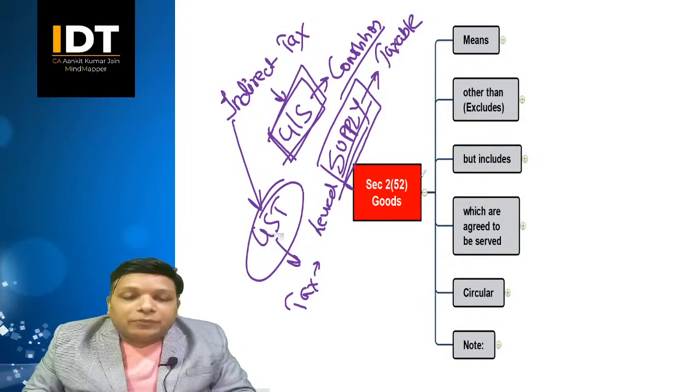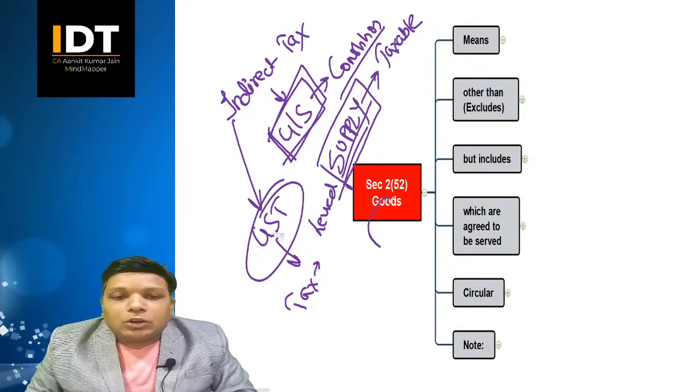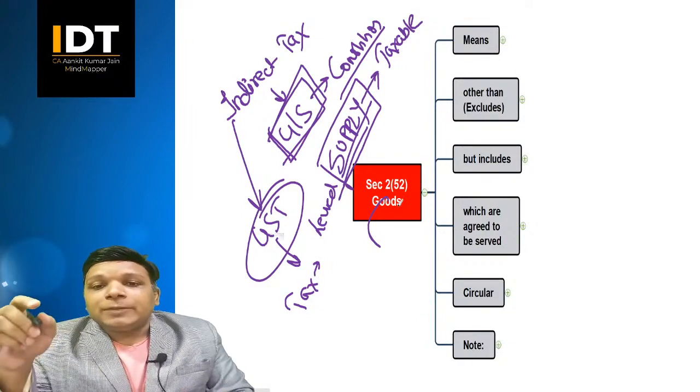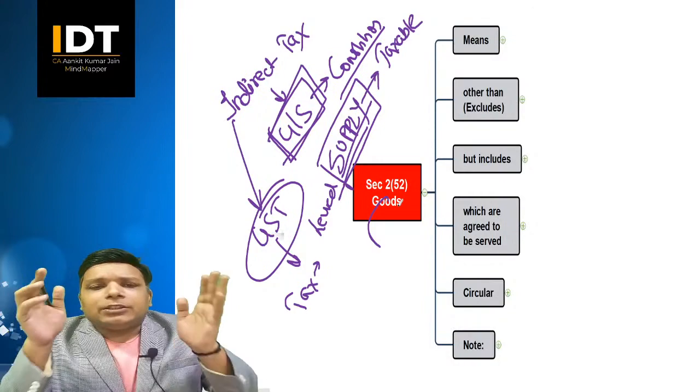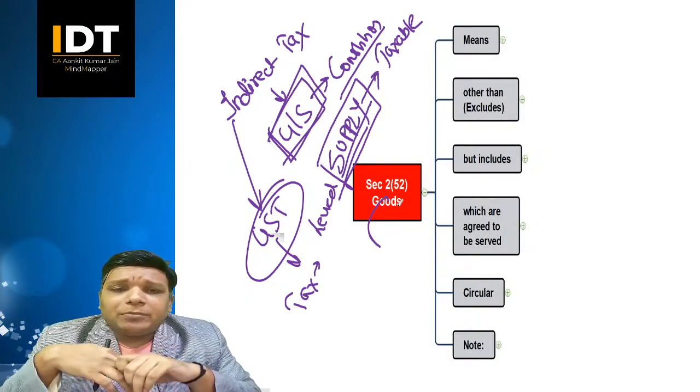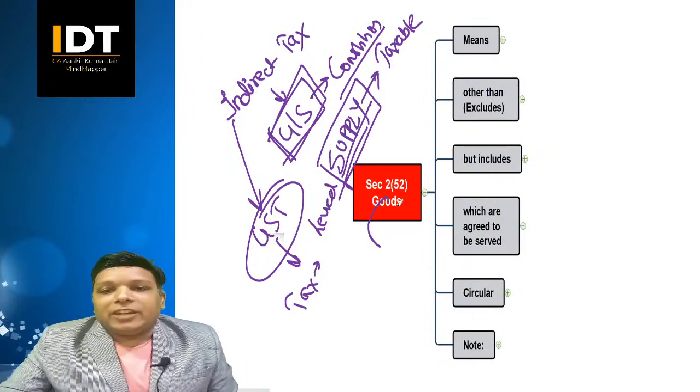Correct? So before getting into that, we studied what are goods and what are services. Let us quickly recap what are goods and what are services, and then we will move on to understand the concept of supply today. Correct? This supply concept will be very interesting and you guys will love it. I am very much sure about that.